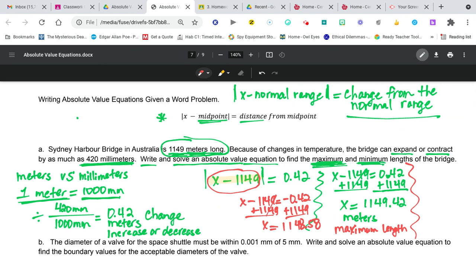If you get confused on that, just set up the subtraction problem.